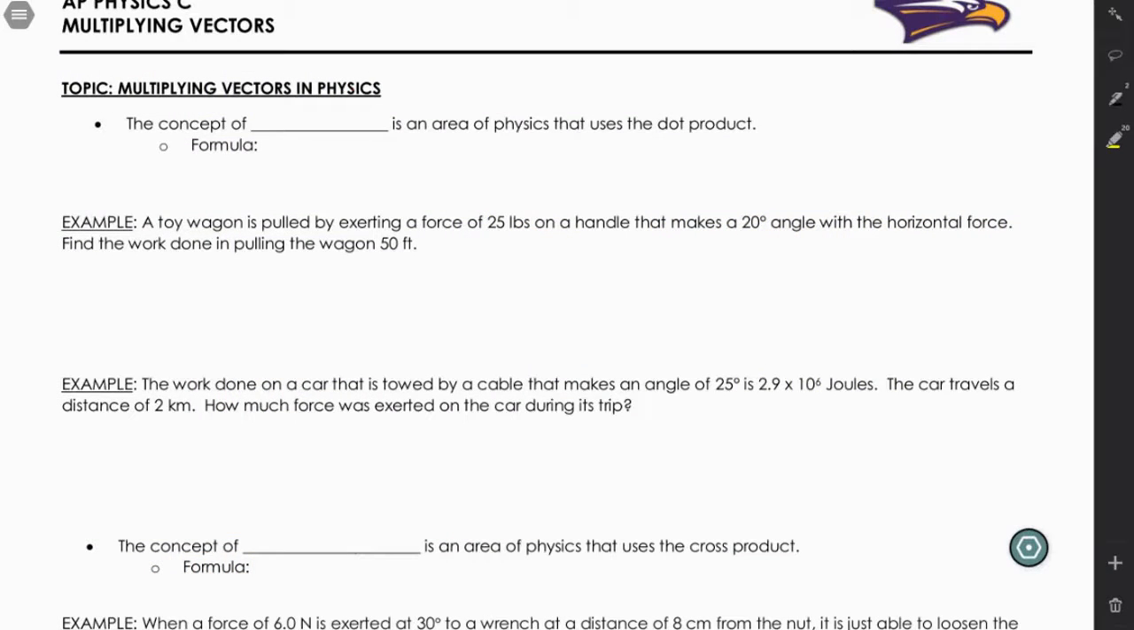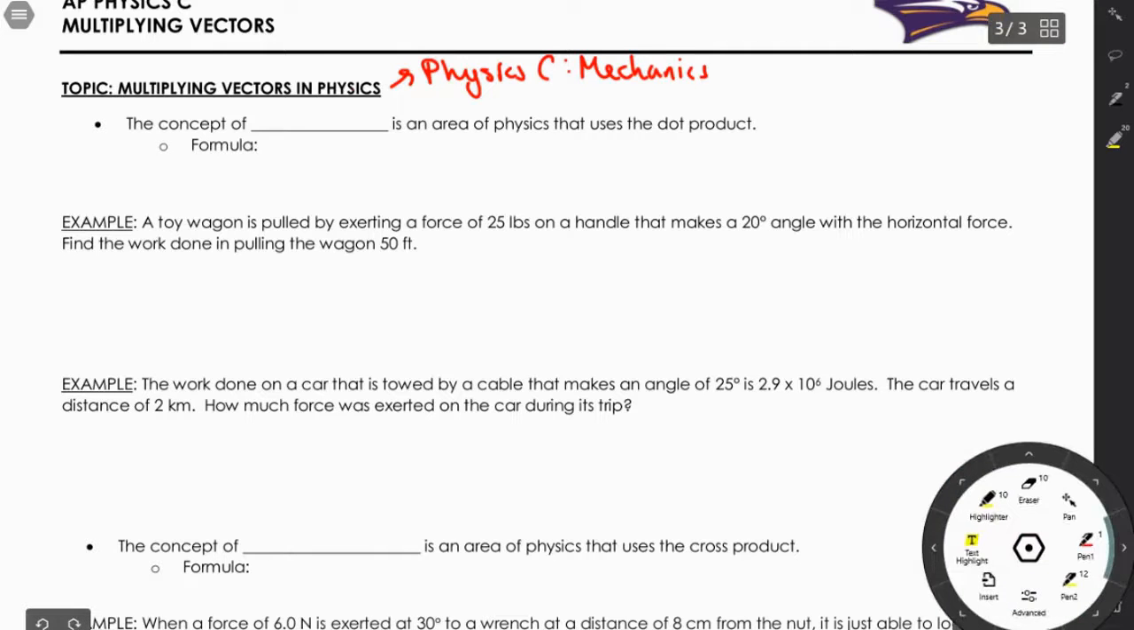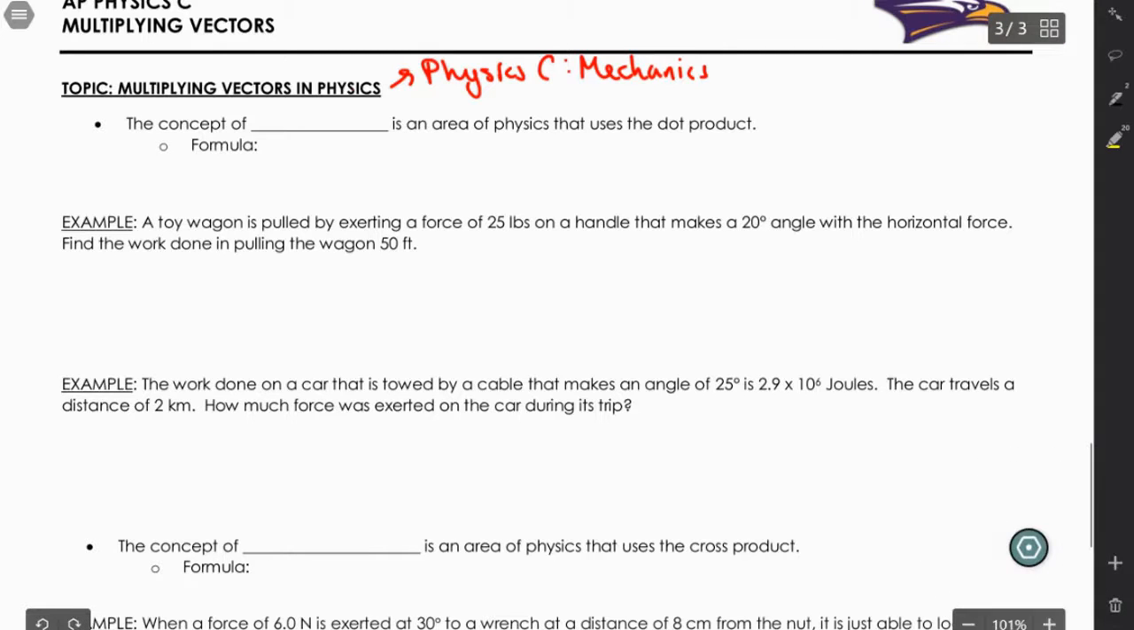Okay, so now let's look at some applications of multiplying vectors, specifically in physics, and more specifically here in physics C mechanics. Okay, I'll mention a couple E&M formulas at the end, but these are specific examples for the mechanics area. So the concept of work in physics is one area in which we use a dot product.